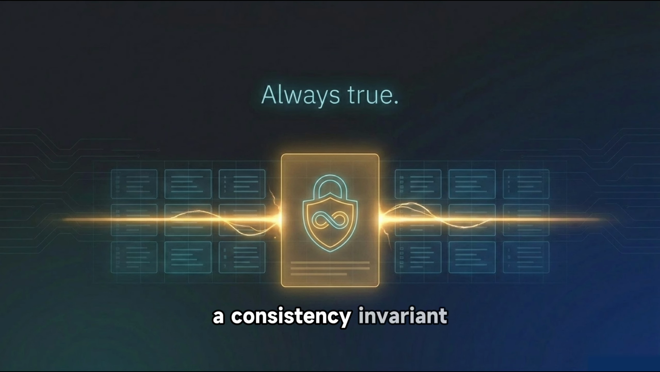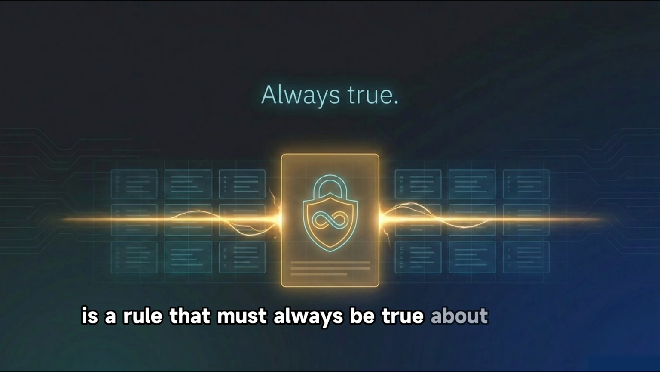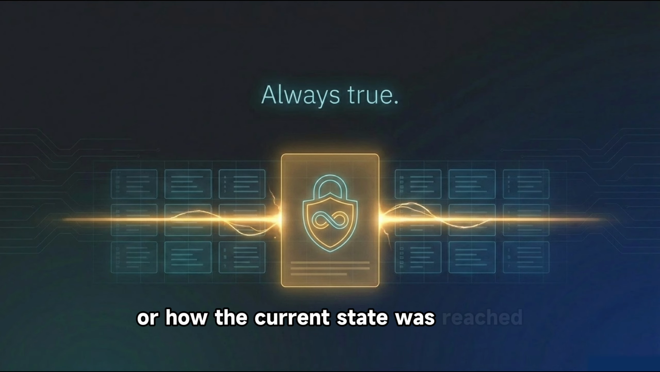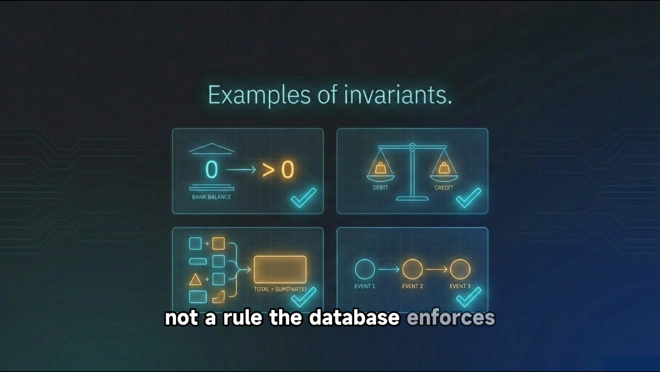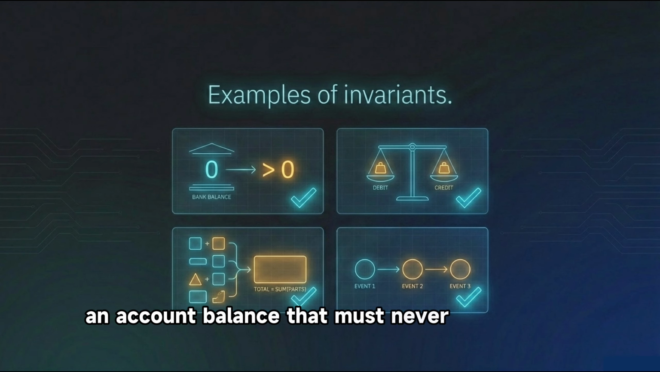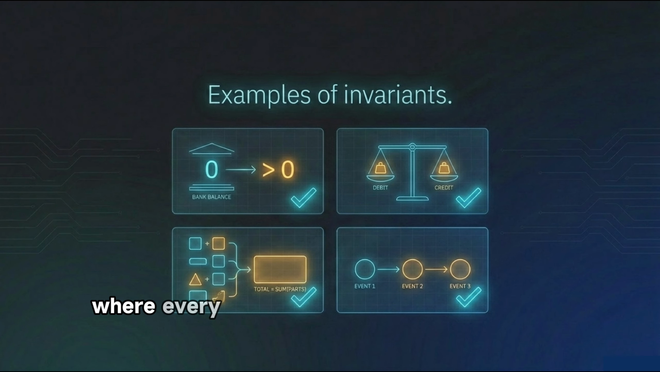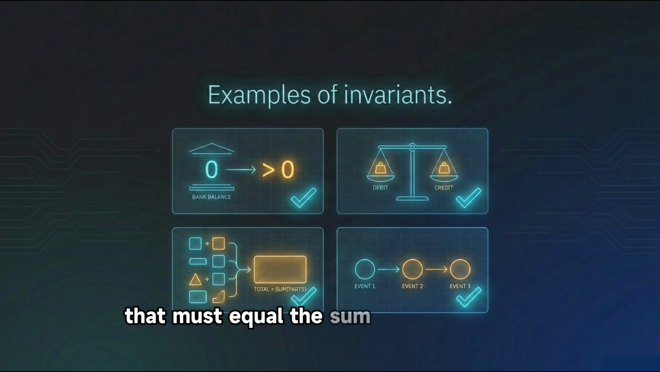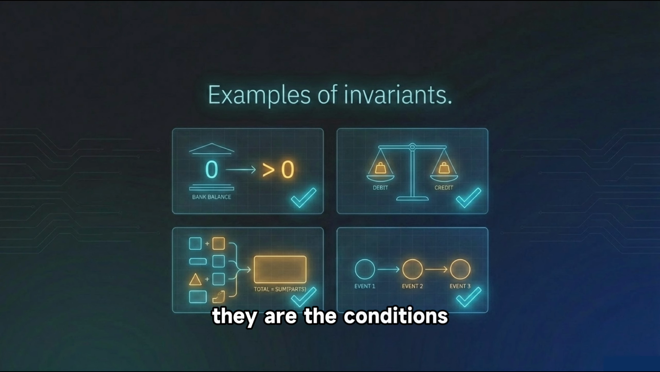A consistency invariant is a rule that must always be true about the data. It must hold regardless of which system writes, which operation touches it, or how the current state was reached. Not a rule the database enforces. A rule the data must satisfy. An account balance that must never go negative. A ledger where every debit must have a corresponding credit. An order total that must equal the sum of its line items. An event log where no entry can precede its cause. These are invariants. They are the conditions your system depends on being true in order to function correctly.